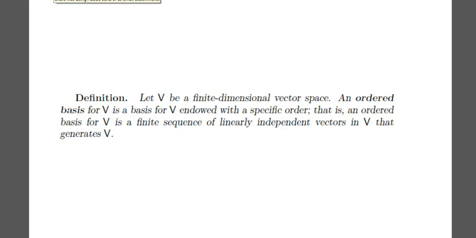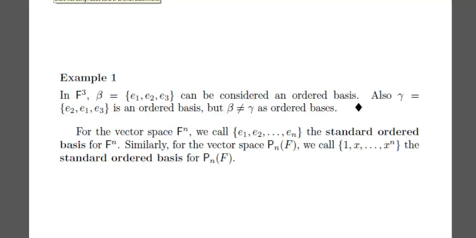First, let me introduce the definition of ordered basis. Let V be a finite dimensional vector space. An ordered basis for V is a basis endowed with a specific order. That is, an ordered basis for V is a finite sequence of linearly independent vectors that generates V. For example, in F3, beta equal to e1, e2, e3 is an ordered basis. Then if we consider gamma equal to e2, e1, e3, then beta is not equal to gamma as ordered bases. That is, now the order of e1, e2, e3 matters.